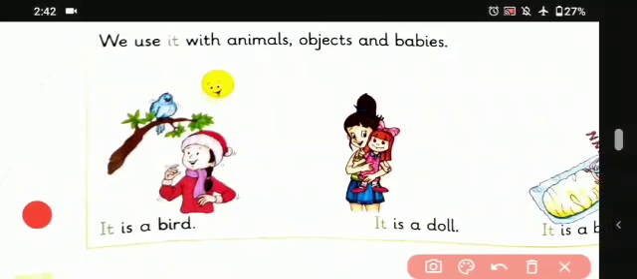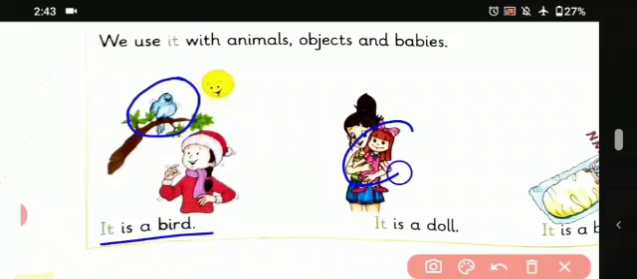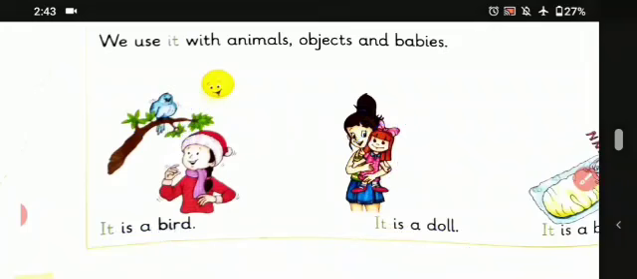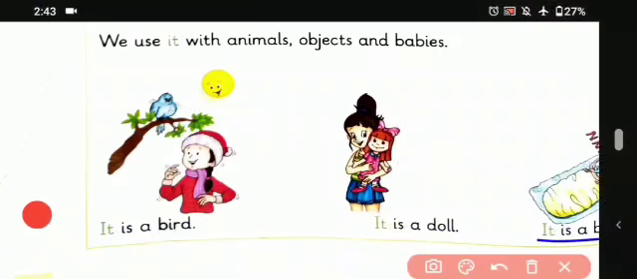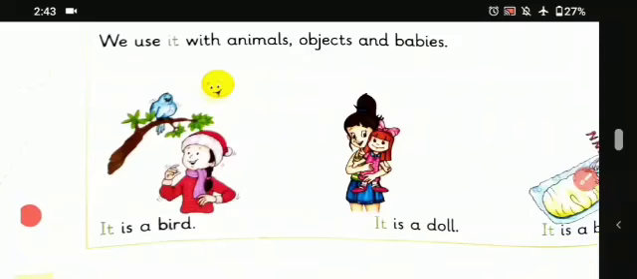We use it with animals, objects and babies. So students, we use it for animals, babies and objects. So likewise, you can see the bird over here. So it is a bird. So you can see a doll over here. So that is an object. So it is a doll. And now we can see here is a baby. So it is a baby.